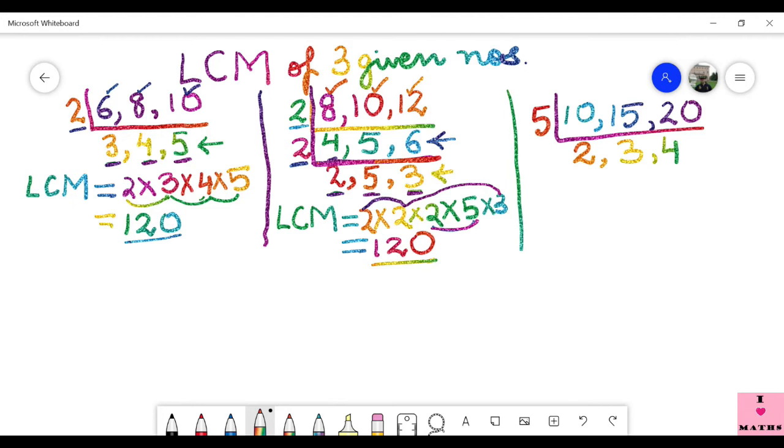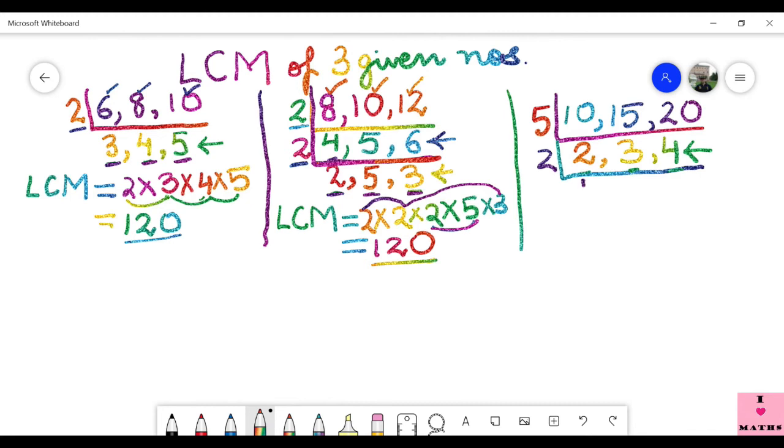Now children, we have 2, 3 and 4. Think of a prime number which will divide all three of them fully. 3 is an odd number. 2 and 4 are even numbers. So children, 2 will divide 2 as well as 4, but not 3. So in the next step, we will divide by 2, but very carefully.